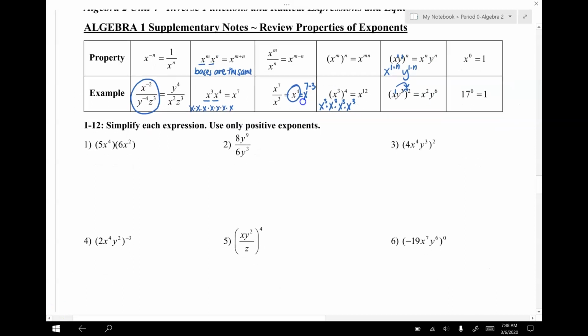So can you please, Jillian, help us read the instructions for examples 1 to 12? Yes, so can I have negative exponent in any of my answers? Nope. Okay, here we go.